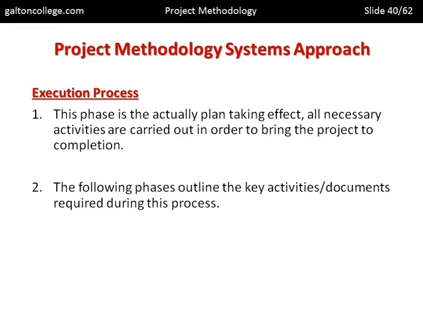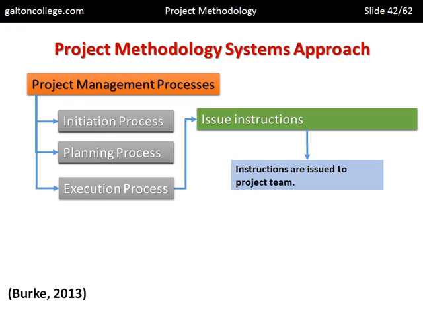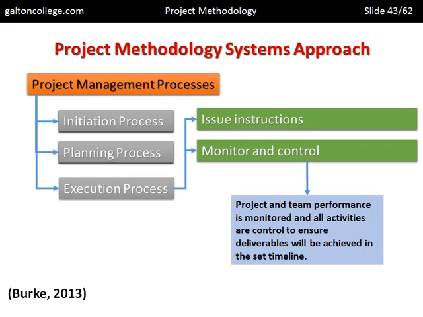The following phases outline the key activities and documents required during this process. So we're looking here at the execution process. Now, it's important to issue instructions. It's important that there is clarity about the requirements of the project. So it's important that documentation is developed that's clear, easily followed by operators and by departmental managers. They know exactly what's required. So the instructions are unambiguous.